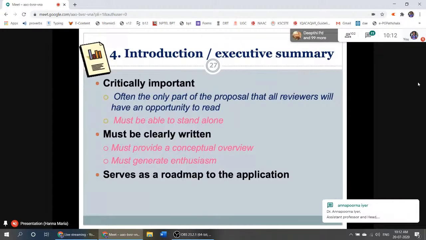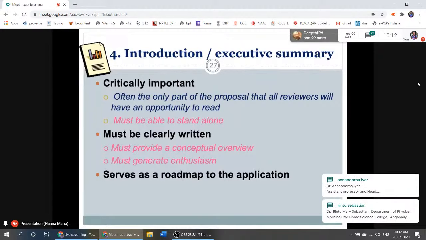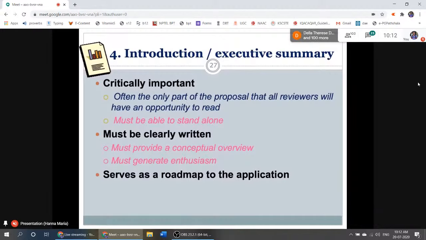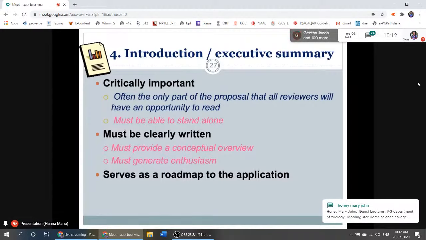Coming to the summary, introduction, executive summary, that's also very important. Often it is the only part of the proposal that all reviewers will have an opportunity to read. They will read the abstract, they will read the executive summary or introduction. And you must write it with extreme care. It must provide a conceptual overview, must generate enthusiasm, and your introduction should give a sort of roadmap.